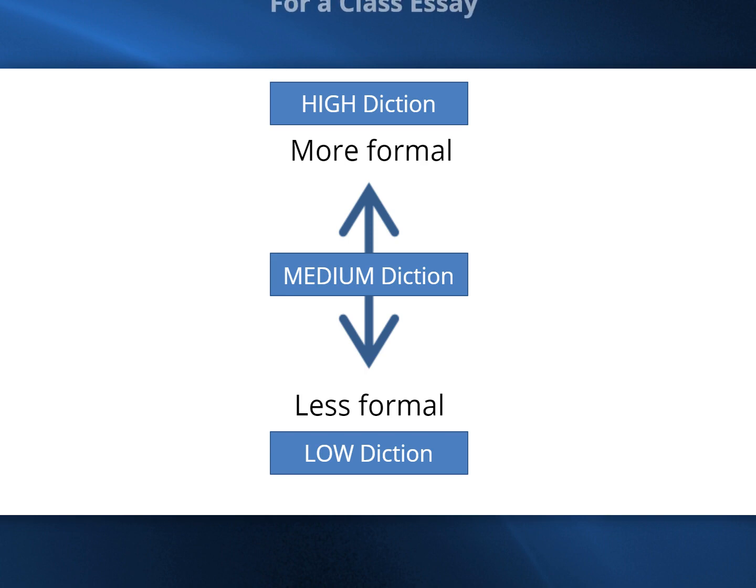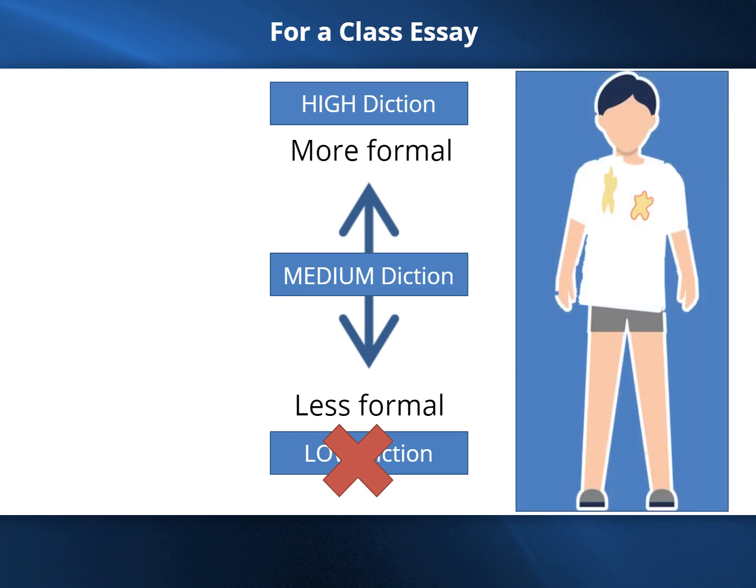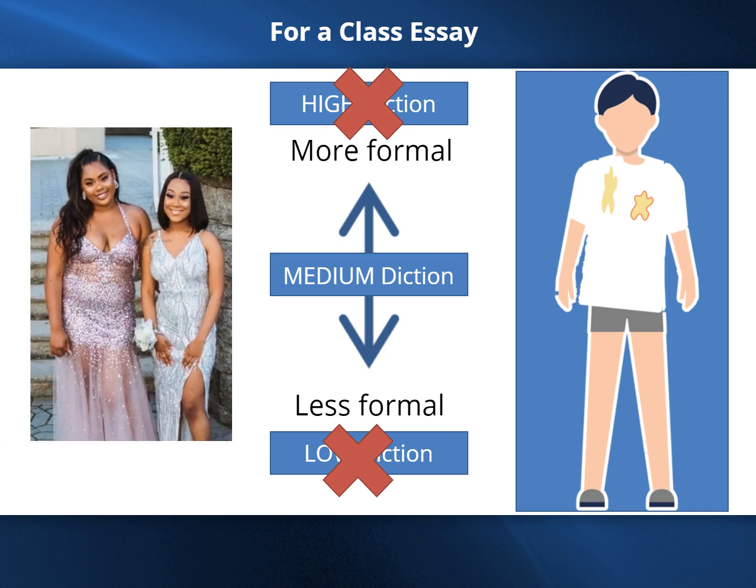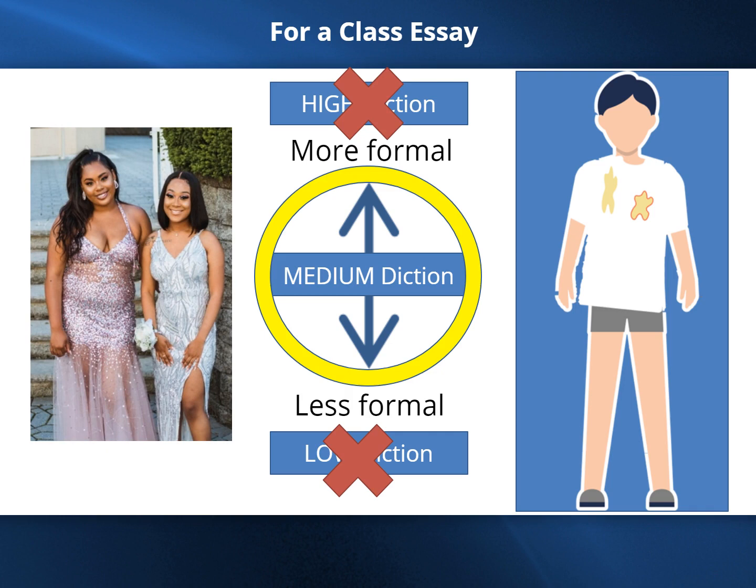For a class essay, we do not want to use low diction. It would be like showing up to class in a ratty t-shirt with fresh stains on it and no pants. Not exactly class appropriate. We also do not want to go too high diction. That would be like coming to class in a prom dress. It's too much. We want to be like Goldilocks. Not too high, not too low, just right.